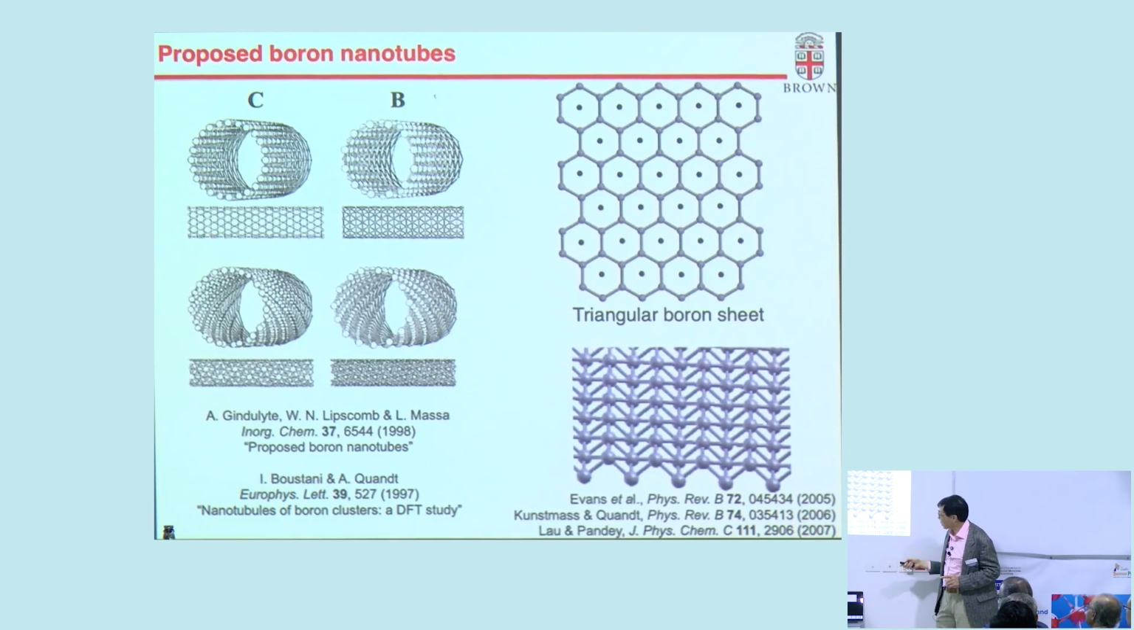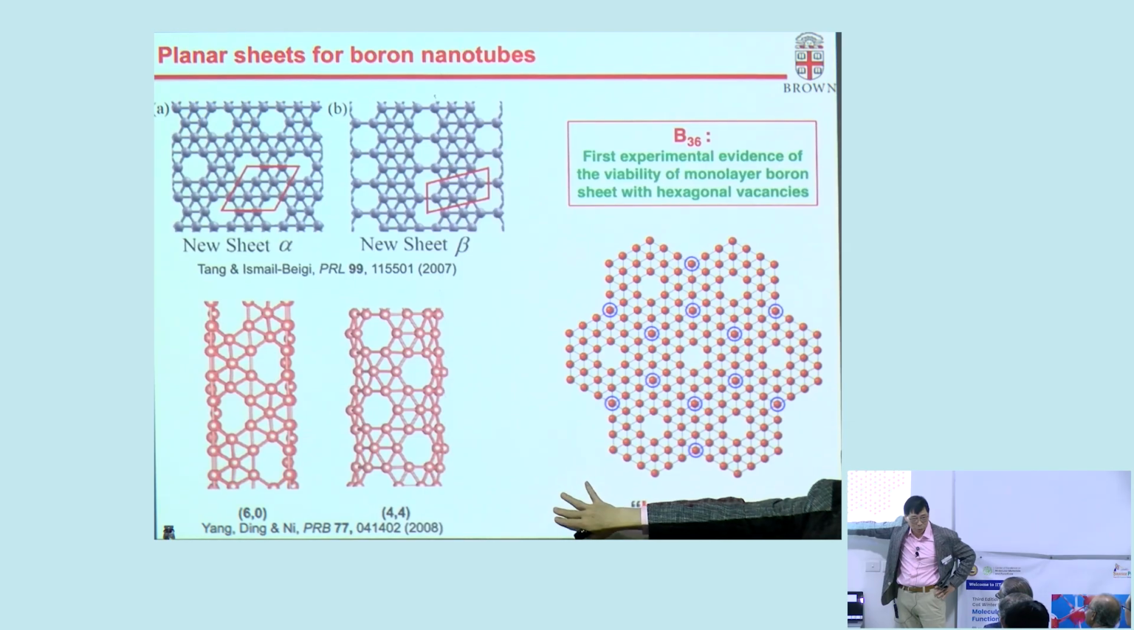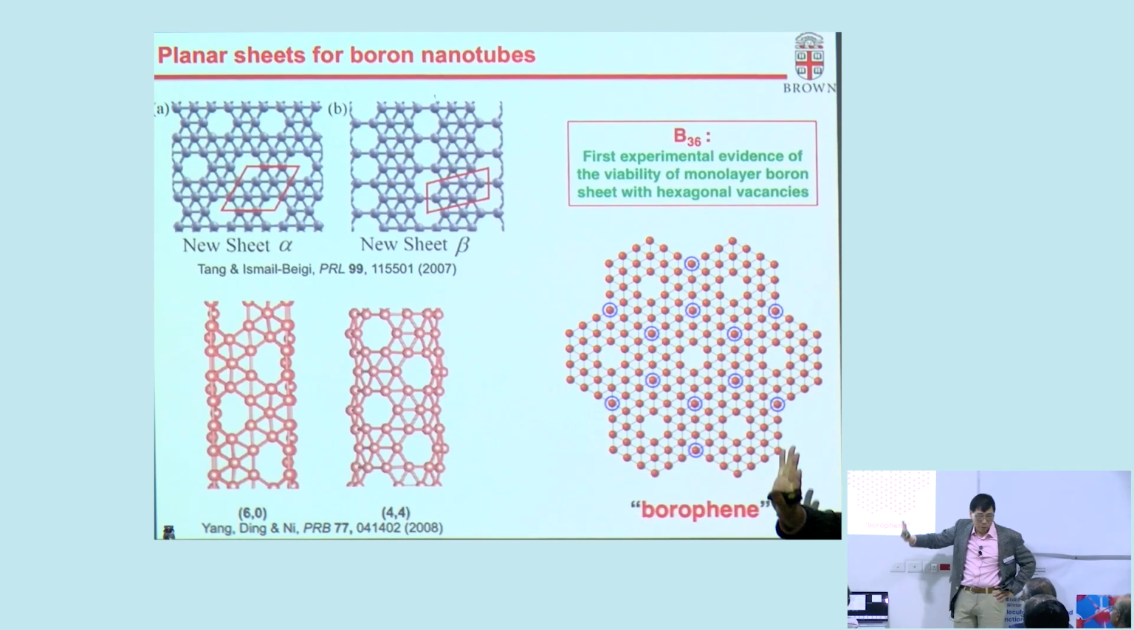So the next viewgraph. Okay. In fact, in 2007, there were two groups. They reconsidered this.